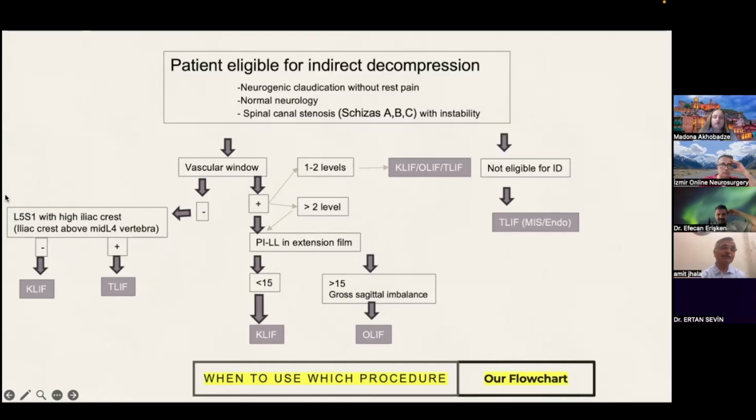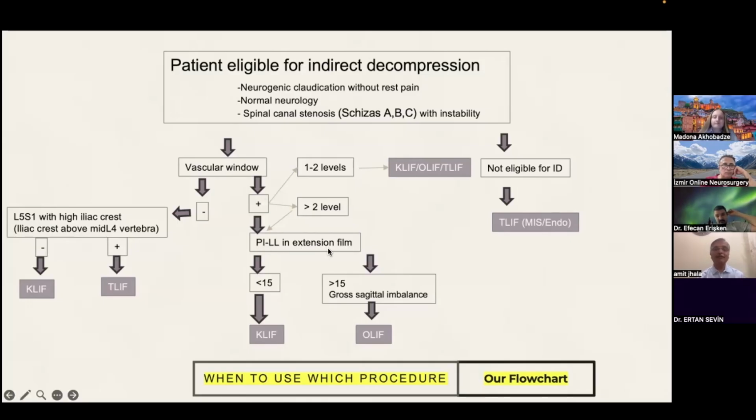But in the rest of the cases, like from L2-3, L3-4, L4-5, you can definitely go for an endo KLIF, which is a much faster and better procedure compared to the TLIF procedure. If you have a vascular window and if you are doing 1 or 2 levels, then any of the 3 procedures you can do: KLIF, OLIF or TLIF. If you have a vascular window and if you are doing more than 2 levels, that means a multi-level, I think TLIF is not a good choice for multiple levels.